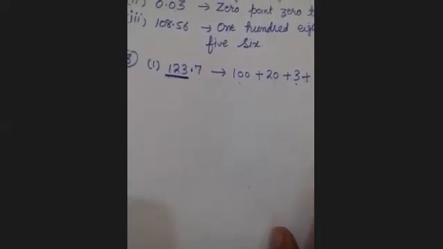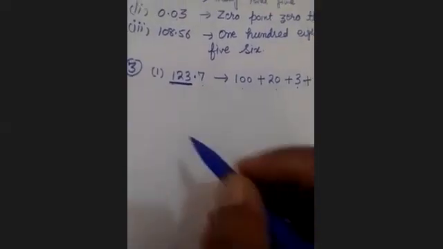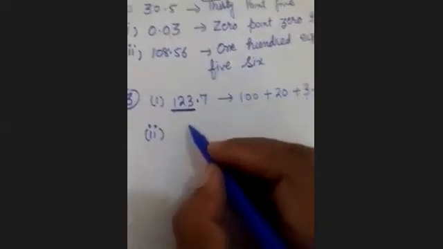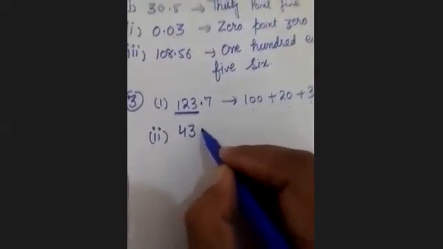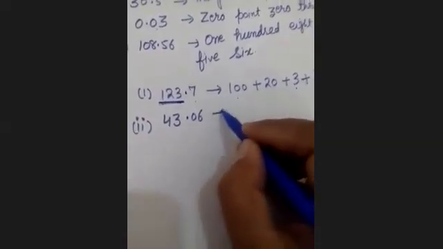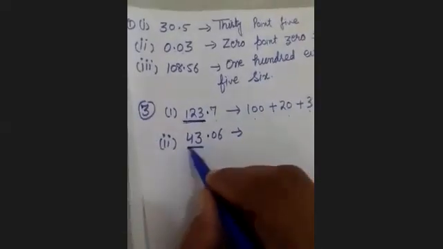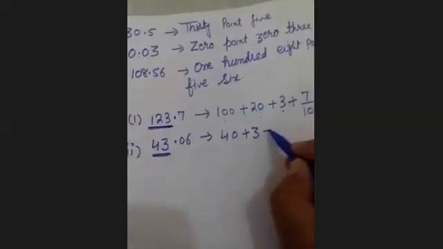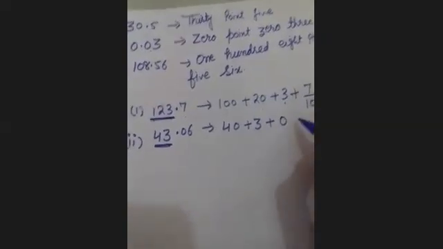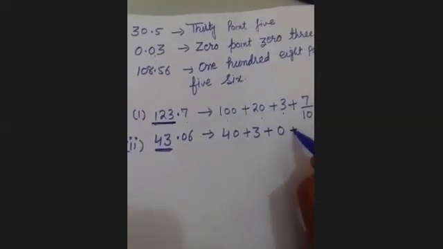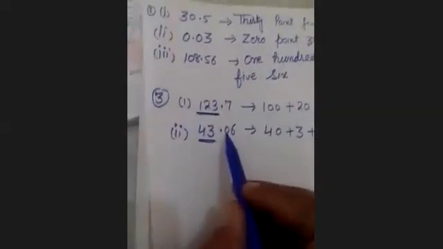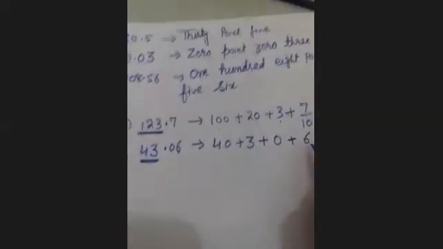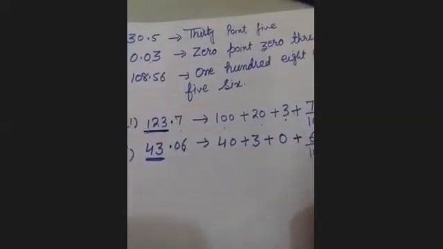Next is 43.06. Second part is 43.06. First, we will expand 43: 40 plus 3. Next is 0.06, so plus 6, and 6 is at the hundredths place. So 6 upon 100.